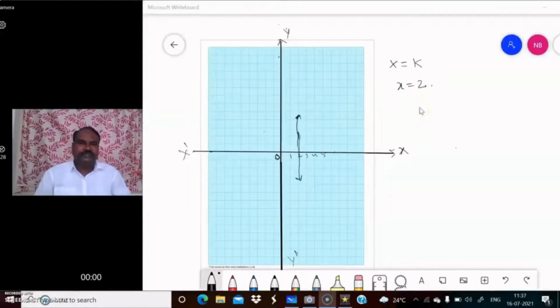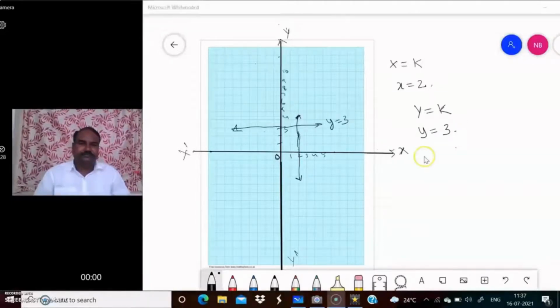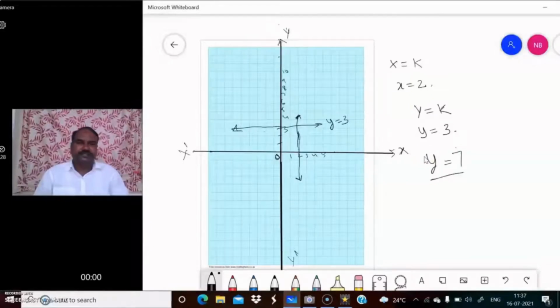In the same way, y is equal to k is parallel to x-axis and it is k units distance from x-axis. For example, if you take y is equal to 3, so here 1, 2, 3. This line passes through this 3 point and is parallel to x-axis. This is called y is equal to 3. If y is equal to 7 is given, then it passes through this point 7 which is parallel to x-axis like this.